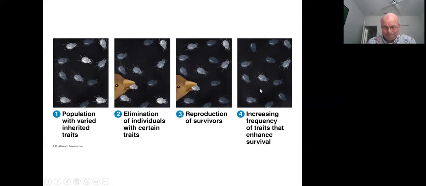Their survival is much higher because they're less likely to be eaten. And because they're less likely to be eaten, they survive to reproduce and they leave behind offspring that look more like them. That, in a nutshell, is what natural selection is all about. It favors some traits, it disfavors other traits. The favored traits increase in frequency in the population. The unfavored traits decrease due to natural selection.